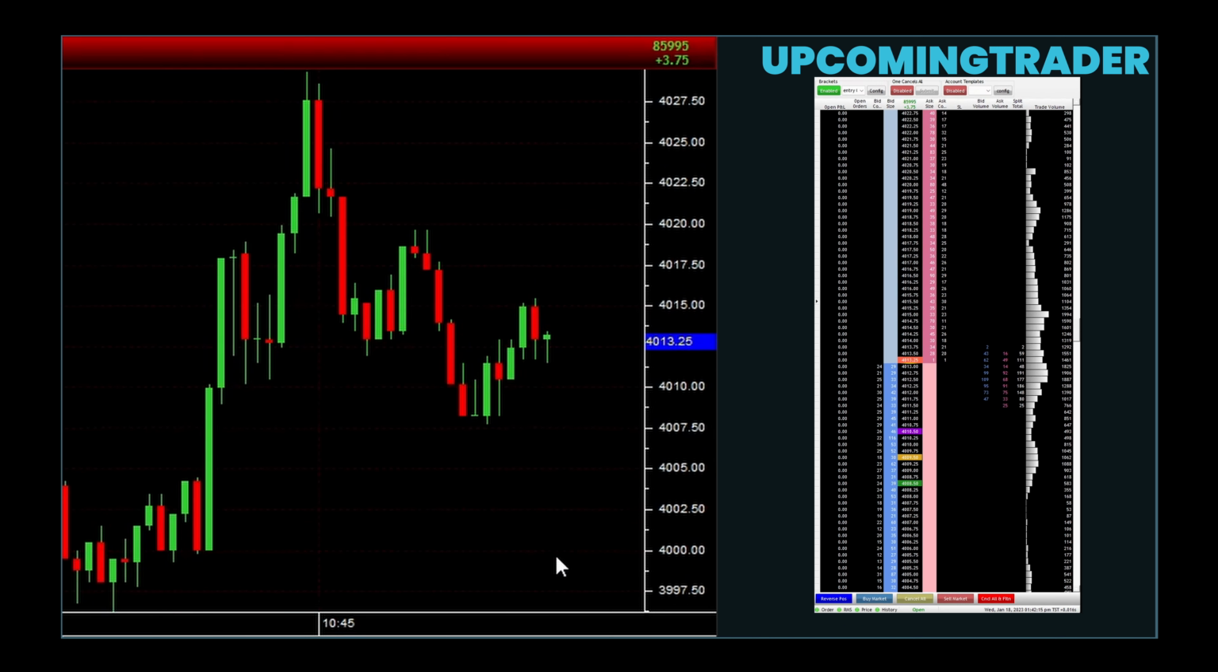Flags and pennants are continuation patterns that typically appear after a strong price movement, signaling that the trend will likely continue in the same direction. A flag looks like a small rectangular channel that slopes against the trend, while a pennant looks like a small symmetrical triangle. Both patterns are formed during a brief consolidation after a sharp move.